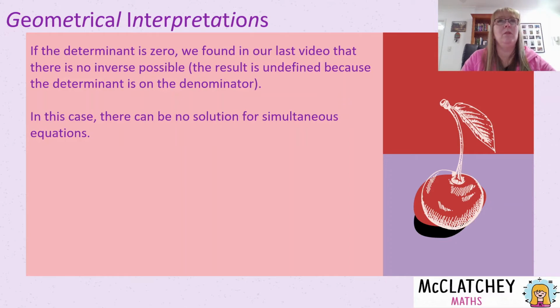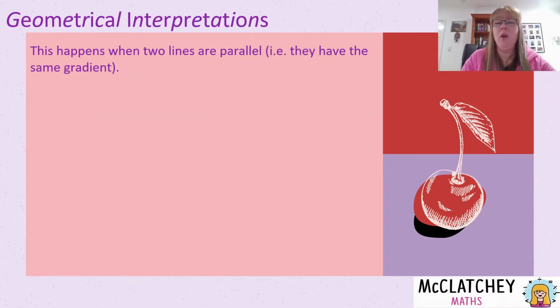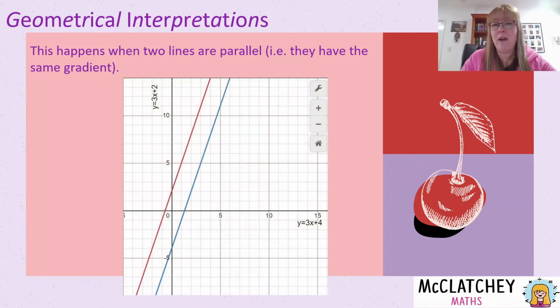And you might be thinking, well, when would that ever happen? Well, it happens when we have parallel lines. They'll have the same gradient, and therefore they will never intersect, and therefore there is no solution for two equations. And we've got an example here, y equals 3x plus 2 and y equals 3x plus 4. They're never going to cross, so they will never have a unique solution, which means their determinant is 0.